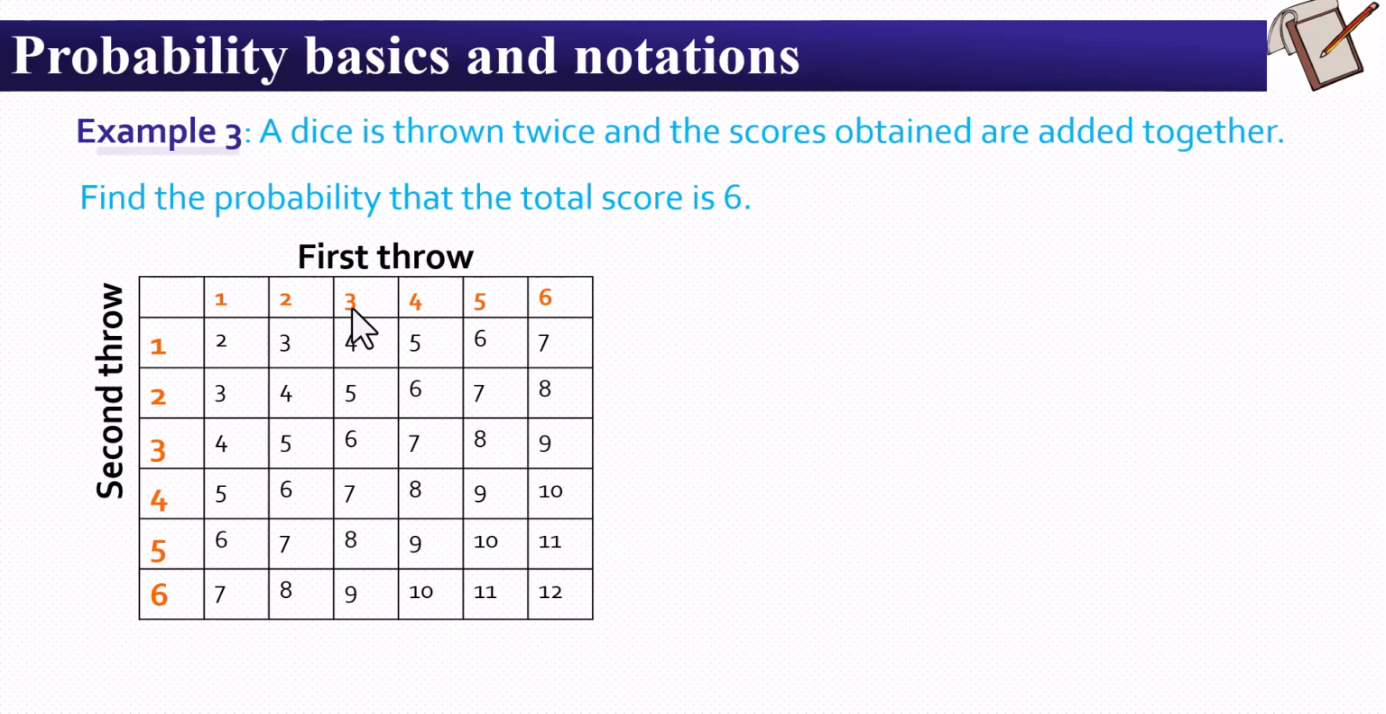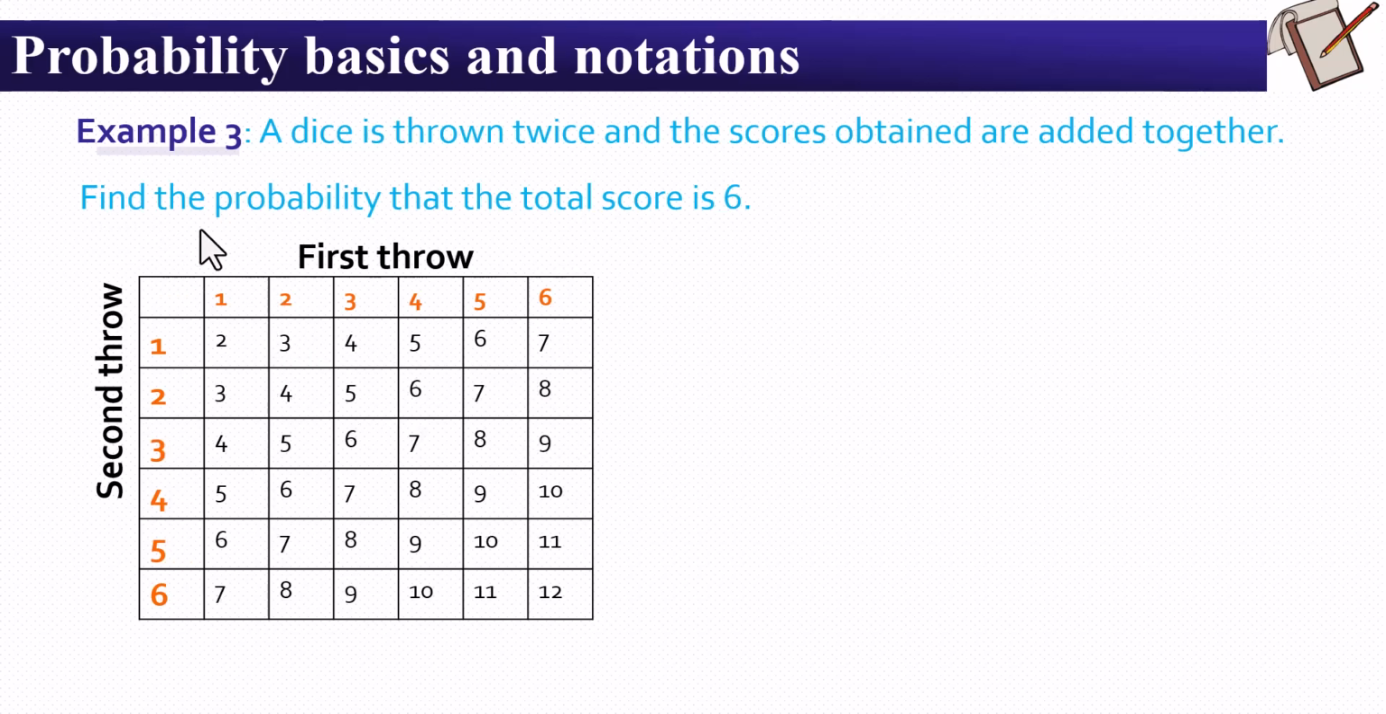You may throw the first time, you get a 3, and you throw the second time, you get a 1, which gives you a total of 4, and you continue like that. Or you may throw, for the first dice you get 6, and the second time you get a 5, which will give you a total of 11. So this is our sample space.